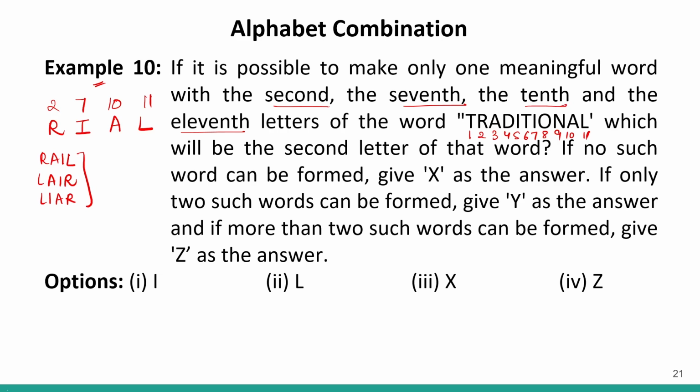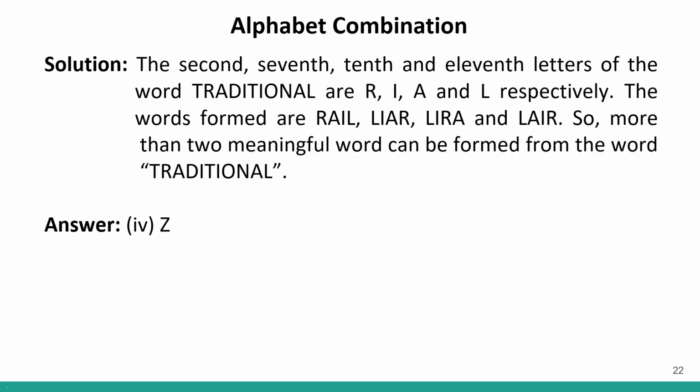Now, what do we have to mark? We have to mark the second letter of that word, but in case only one word is formed. But now we have 3 words. So what do we have to mark? If no such word is formed, we mark X. If only 2 are formed, we mark Y. And if more than 2 are formed, then we mark Z. So more than 2 are formed, 3 words are formed. So we will mark Z as the answer, which is option number 4. So option number 4 would be the correct answer to this question.